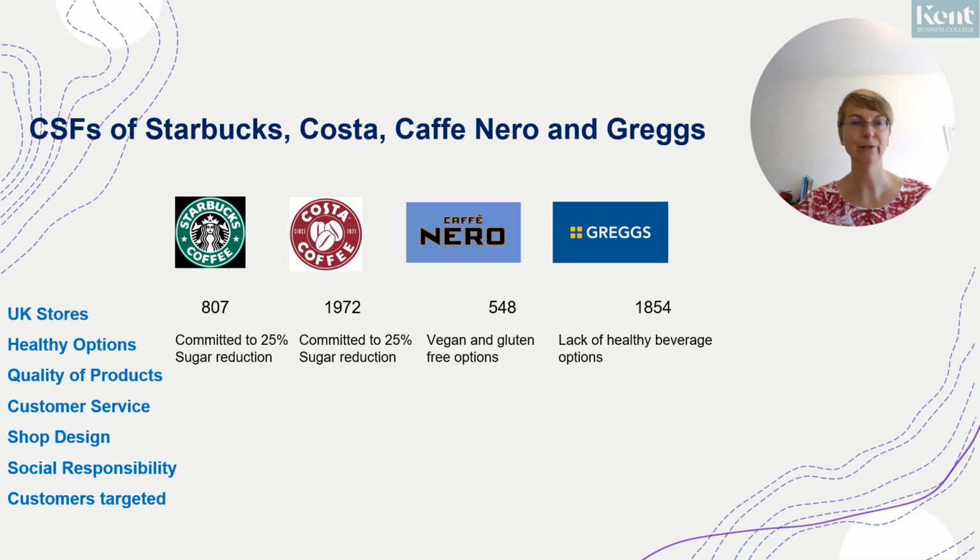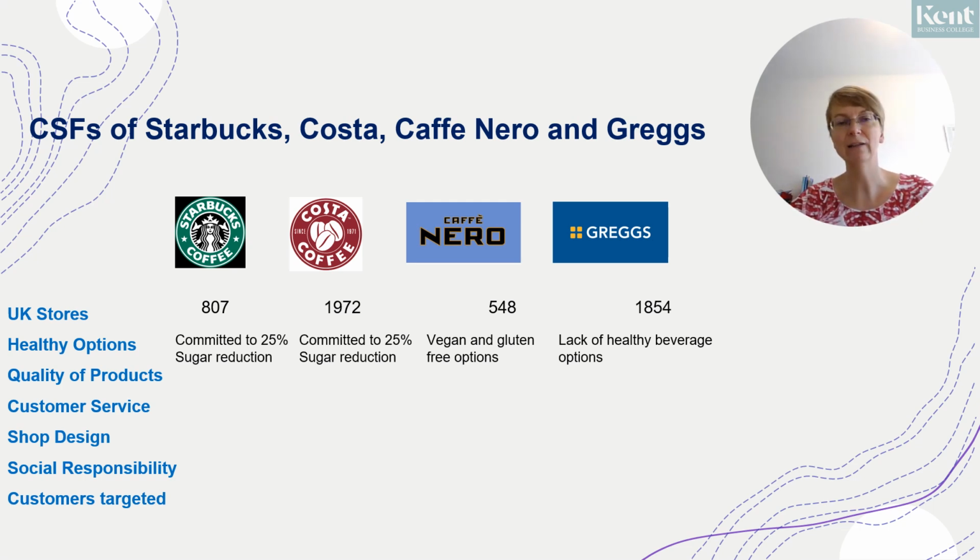So here is an example of the coffee shop market in the UK, where I've listed, as an example, some critical success factors of Starbucks, Costa, Caffè Nero, and Greggs. So these are all coffee shops in the United Kingdom, and I have listed here some typical critical success factors. And you can add many more, and I'll show you also some more examples in a second.